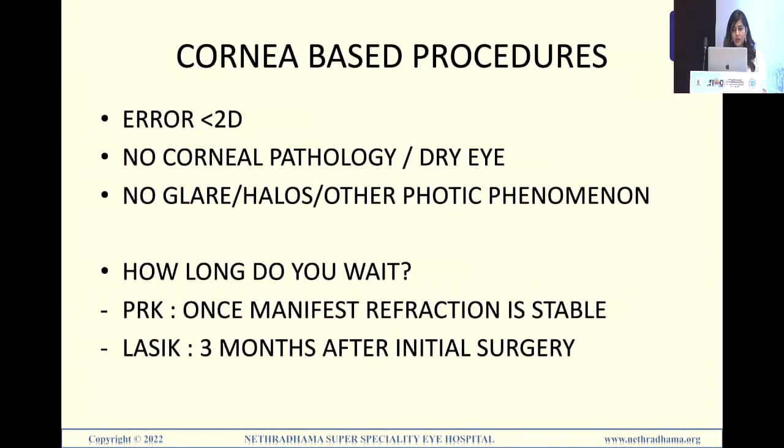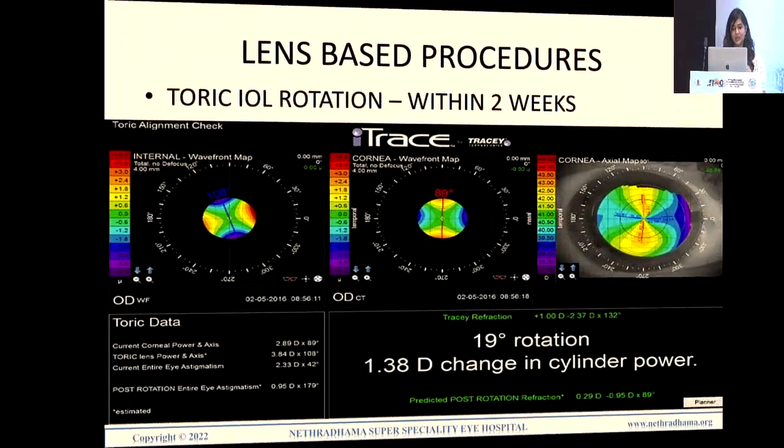So coming to cornea-based procedures, this is the choice when the residual refractive error is less than 2 diopters. There's no corneal pathology or significant dry eye, no glare, halos, other photic phenomenon. And how long do you wait? For PRK, once the manifest refraction is stable. For LASIK, at least 3 months after the initial surgery until the refraction stabilizes.